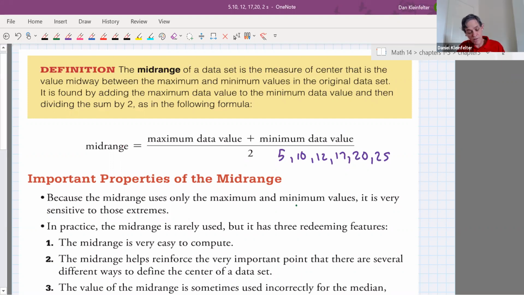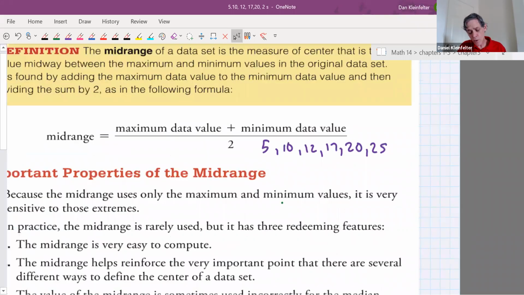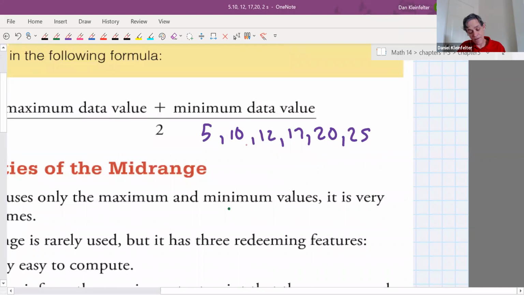So formulas down below. There's no symbol for it that we use, just the word mid-range. Maximum data value plus the minimum data value divided by 2. So here, for this data set, 5, 10, 12, 17, 20, and 25, we would take 25 plus 5 and divide by 2. That's 15. So that would be the mid-range.